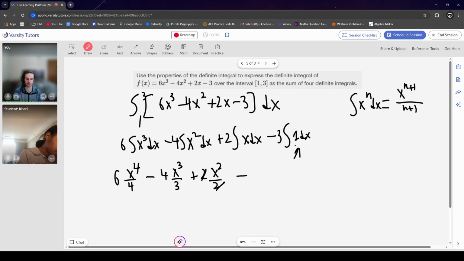So this one's kind of interesting. Because there's no x, well, there is an x, but it's kind of invisible. Our x here is x to the 0. So it'd just be x over 1. So minus 3x. I'm not going to write the over 1 part. And then we're doing a definite integral, so these are going to be evaluated from 1 to 3.